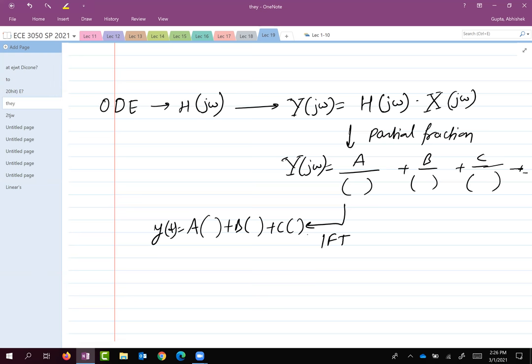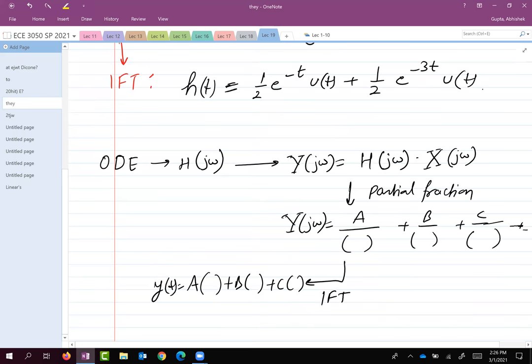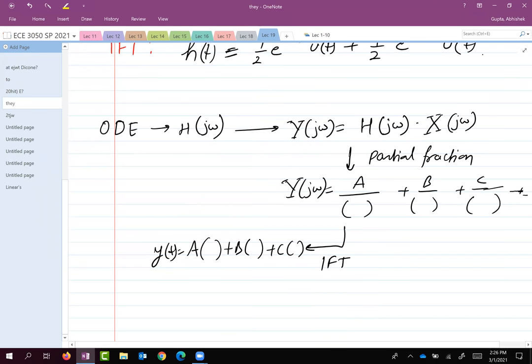Notice that if x is an impulse function, then X of j omega equals 1 for all omega. So that's why the above methodology worked for computing the impulse response. Any question with this approach?